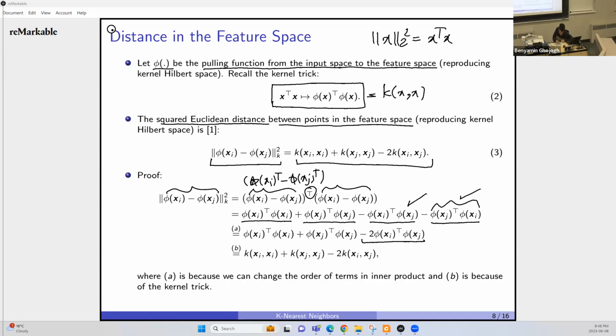Interestingly, this is kernel of xi, xi. This is kernel of xj, xj. This is minus 2 kernel of xi, xj. Very shocking. So we could calculate the distance in the feature space using kernel functions.